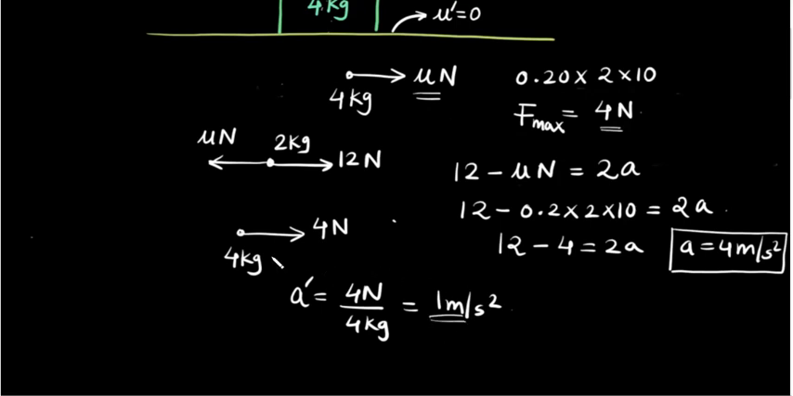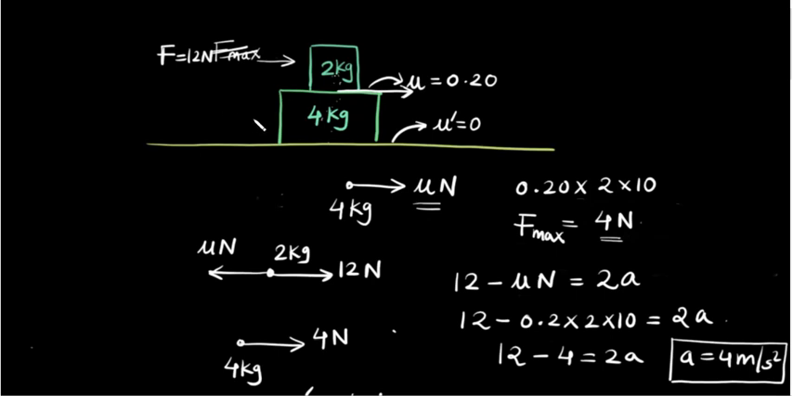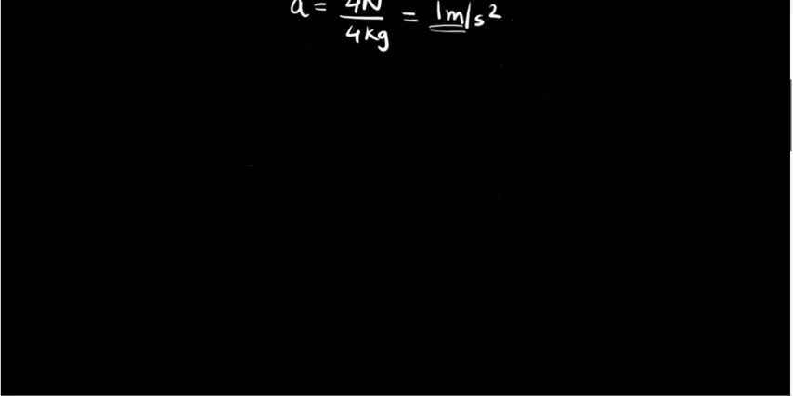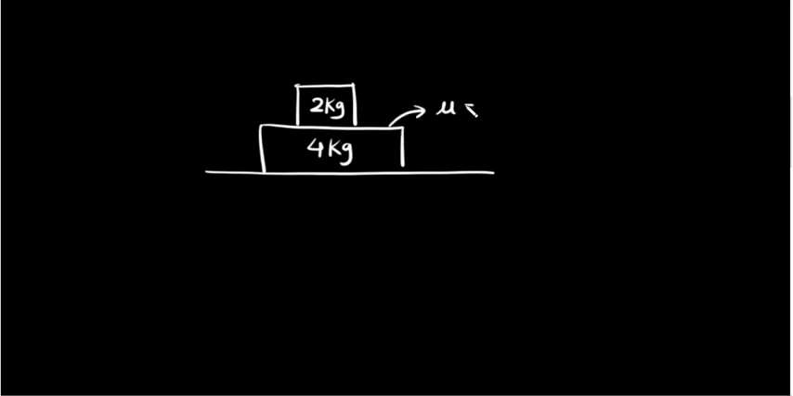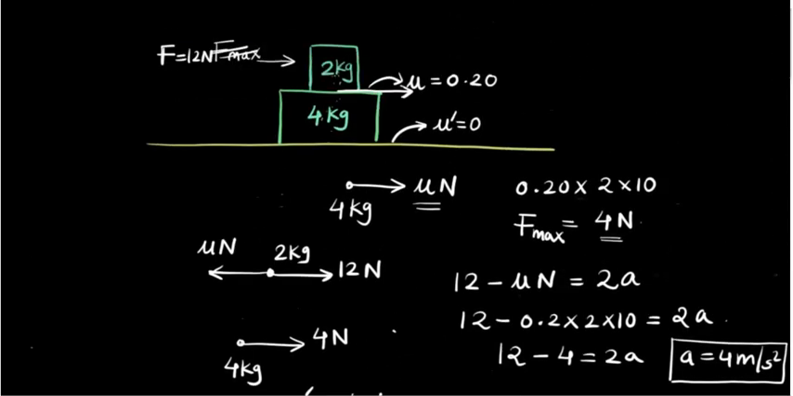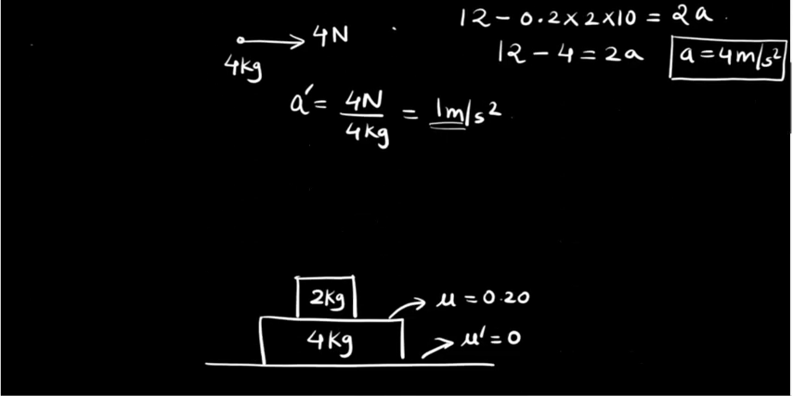Let's look at the next case. That is, what will happen if 12 Newton force is applied on the 4 kg block. So let me redraw this situation here. There is a 2 kg block here. There is a 4 kg block here. The coefficient of friction between these two is 0.20, and this is 0, that is frictionless surface, right? Let me check if it is 2 kg and 4 kg only. Yeah, that is 2 kg and 4 kg only.